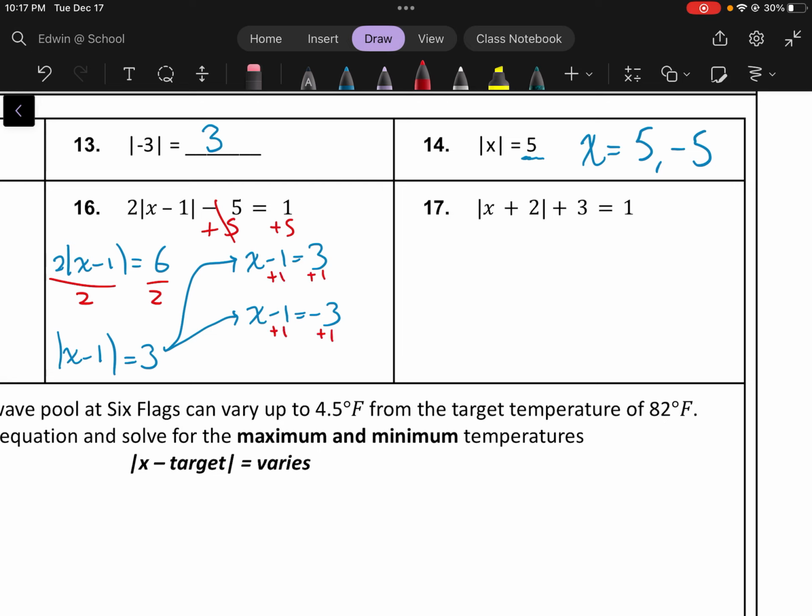Now from here, we just want to add the 1 on both sides. We're going to get 2 answers. x is equal to 4 for that first one. And then x is equal to negative 2 for that second one.